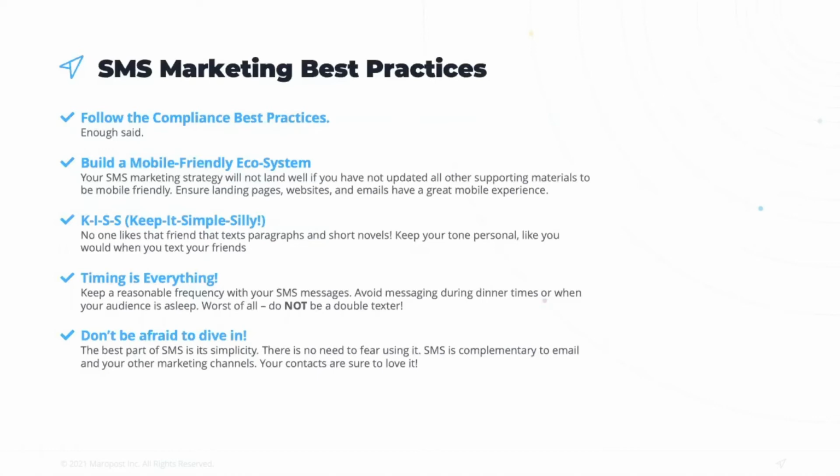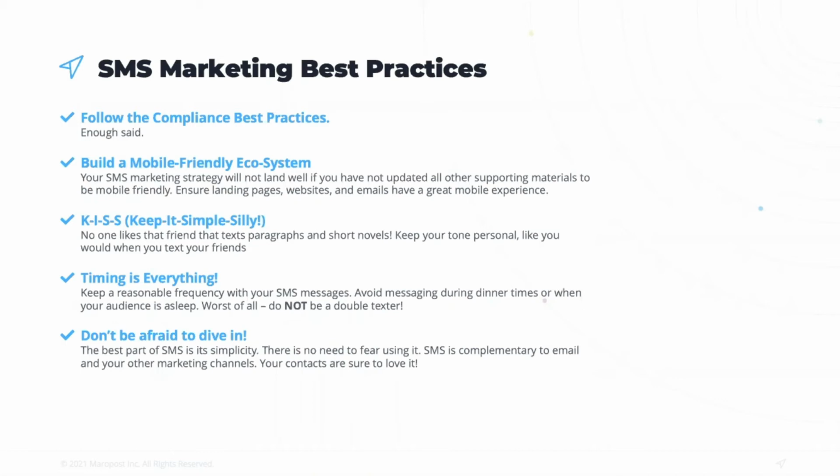So let's leave off with some final best practices overall. When running your SMS marketing campaigns, obviously our number one best practice is to follow the compliance guidelines. I think that's pretty obvious. The next is to build a mobile-friendly ecosystem. If you're going to be running SMS campaigns and sending out content and surveys and all of this fun stuff to engage with your customers in a mobile setting, ensure that all of your other marketing assets and material are also mobile friendly so that you're creating a seamless mobile experience for all of your customers.